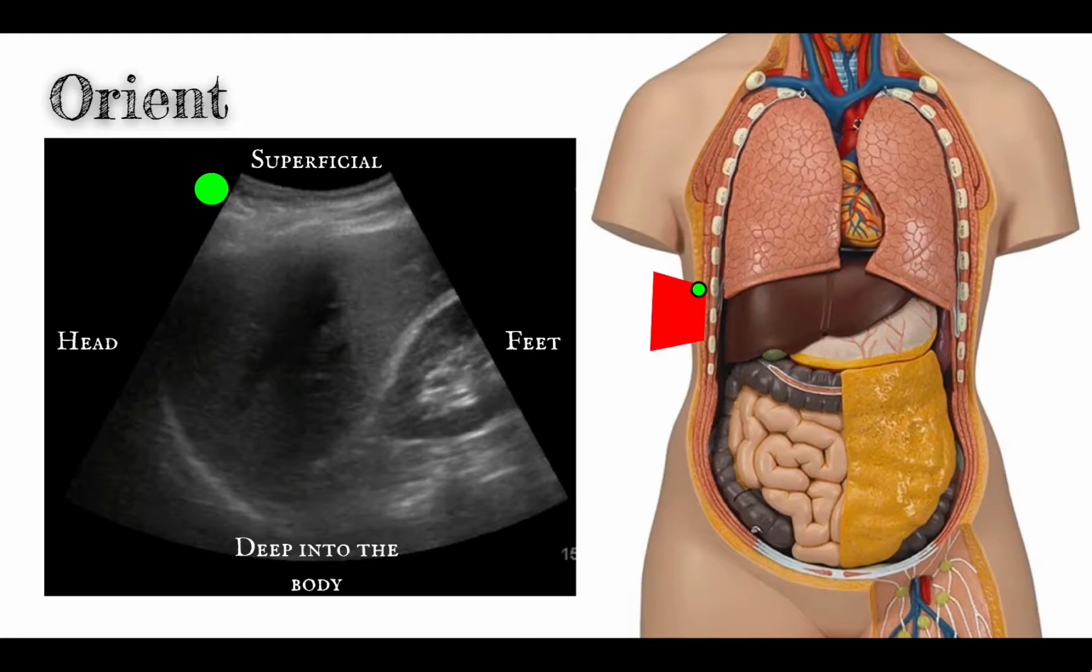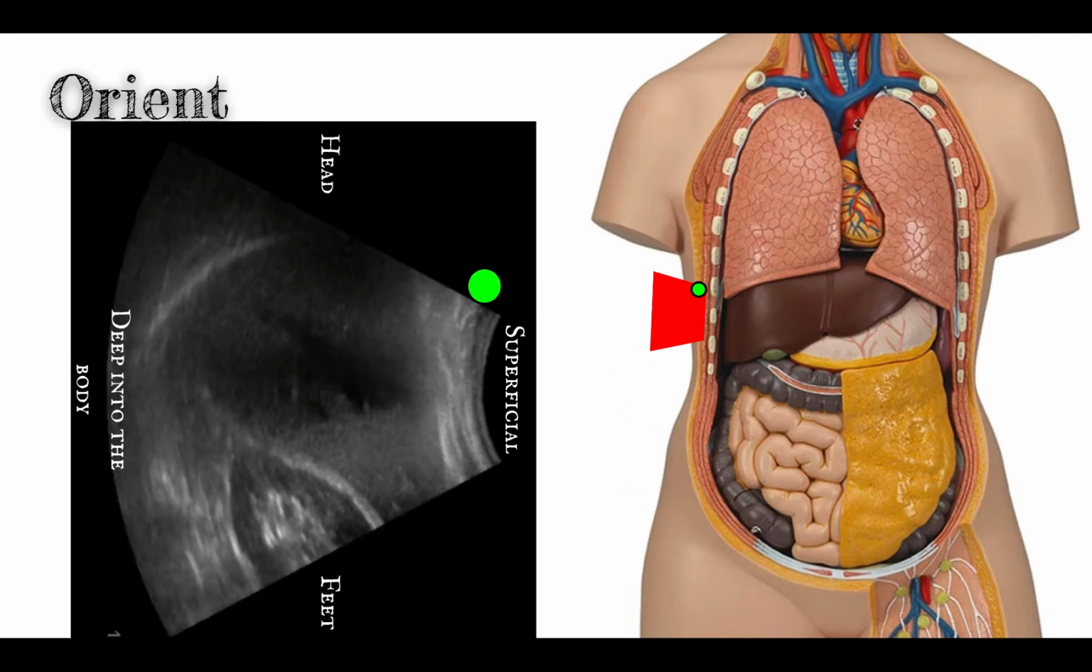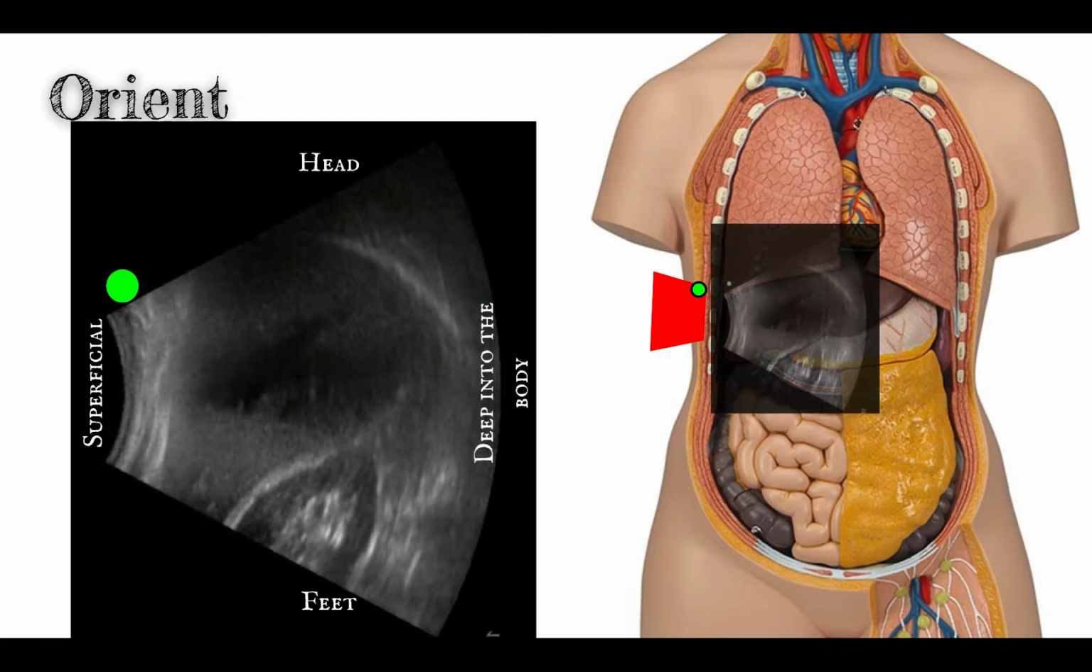Let's look at the view itself. This is what you'll see when you put the probe on the patient's body in that coronal plane. Recall that the indicator points to the head, and the top of the screen is the superficial portion of the patient's body. To help you orient, let's recap that mental gymnastics. You turn the image up so that the indicator points towards the head, and then you point your image into the patient's body to get an understanding of what this looks like anatomically.